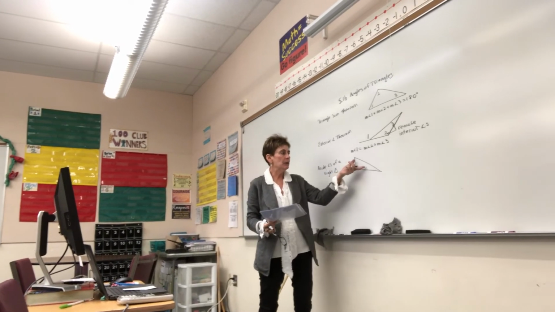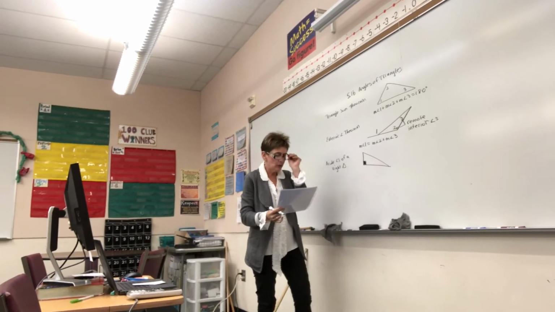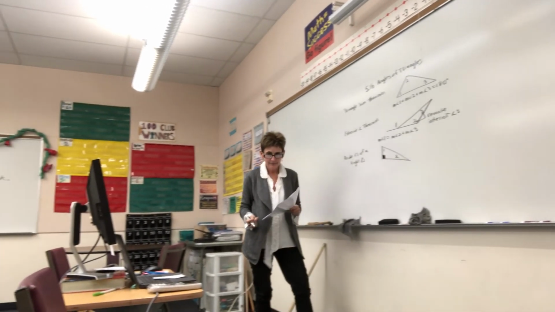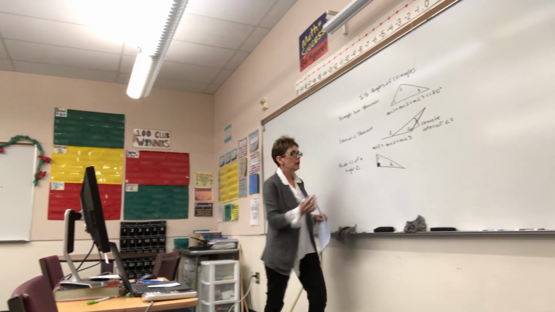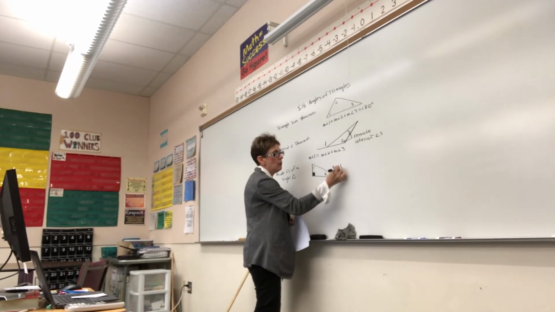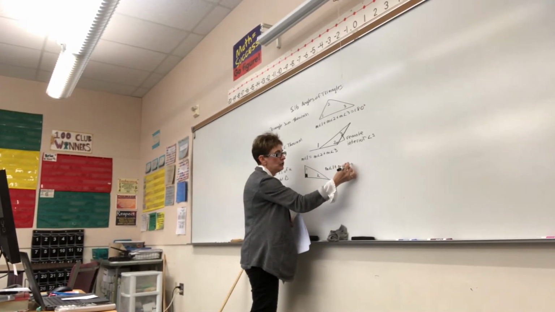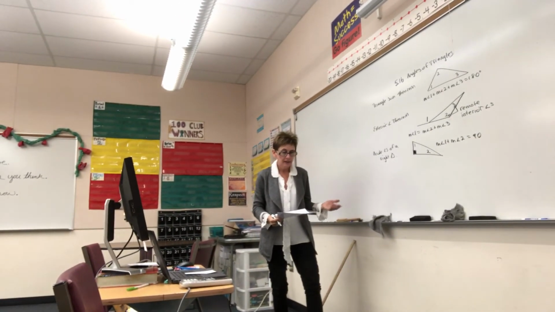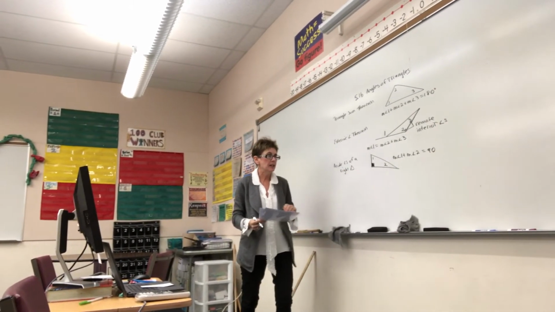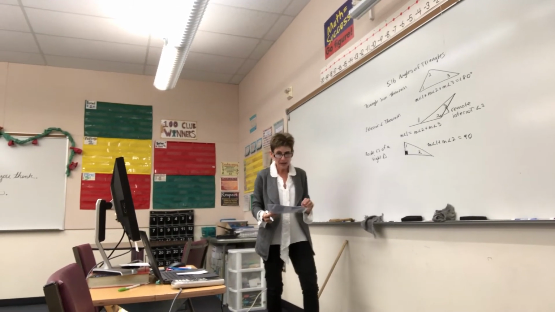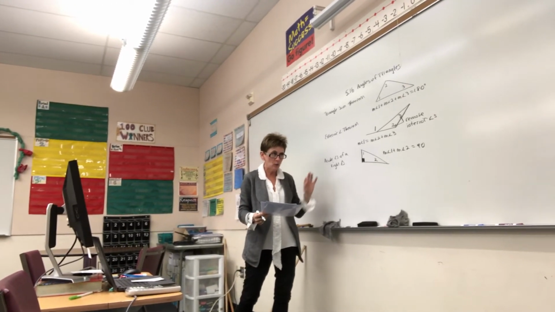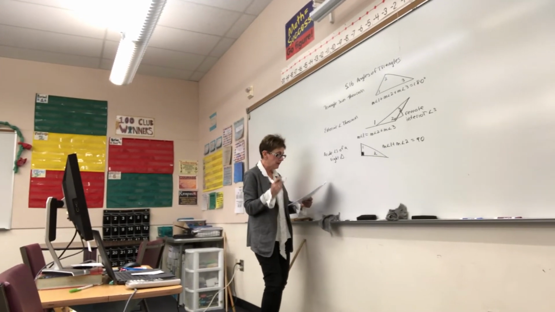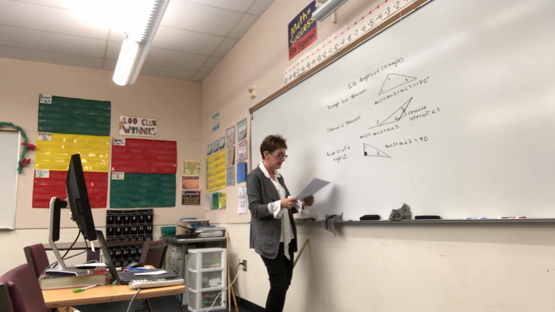Can anyone tell me what the sum of the 2 acute angles would have to be? They add up to 90. So the measure of angle 1 plus the measure of angle 2 would be 90, since the total has to be 180 and we already have 90 degrees taken up with a right angle. The fancy math name for that is to say that angle 1 and angle 2 are complementary. Then we have one final theorem before we just do a couple examples.